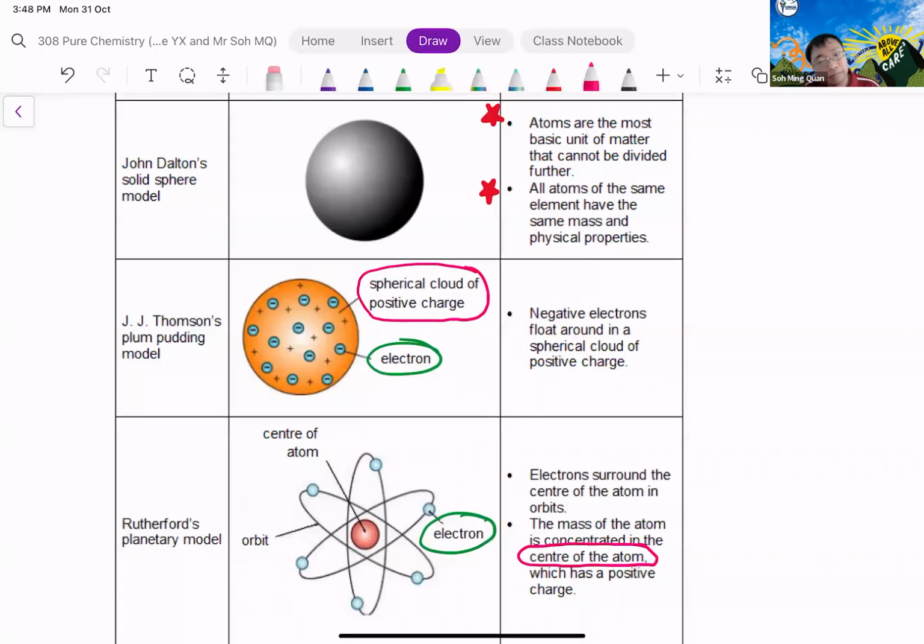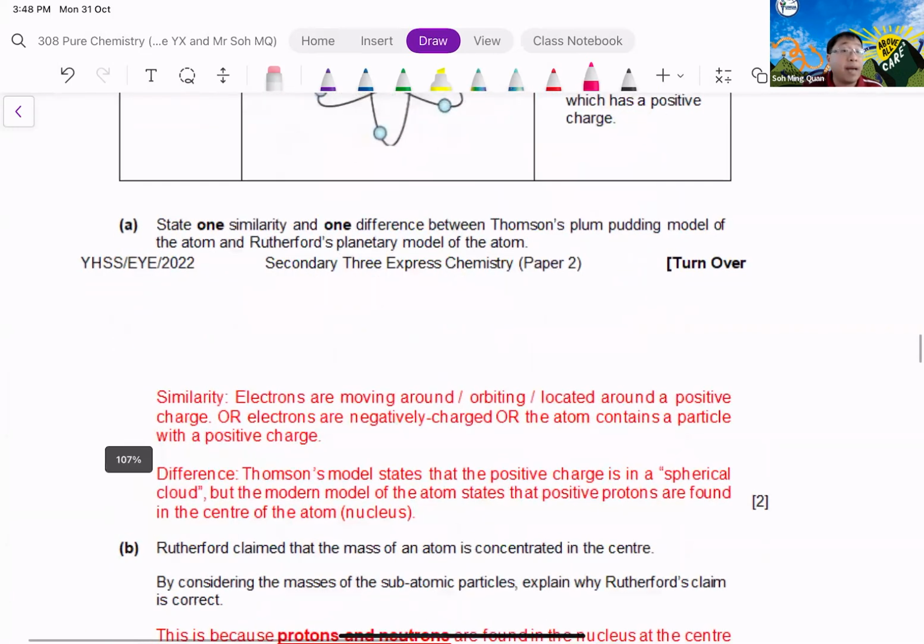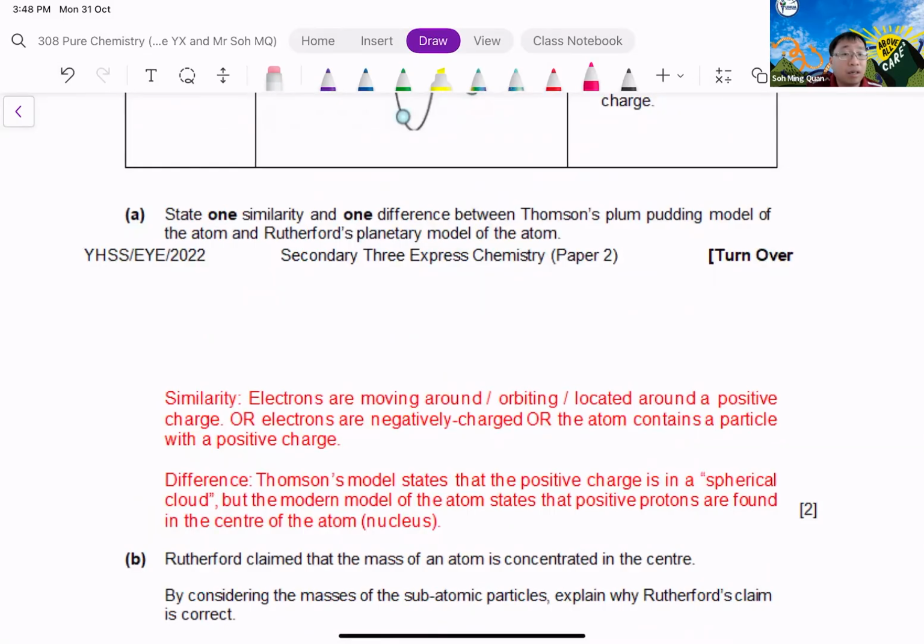Okay? So obviously, that's the first question. State one similarity and difference. There are many, I've just chosen some. So the similarity has to do with electrons, right? Electrons are negatively charged, or electrons are moving around in the atom. That's a similarity in both models.